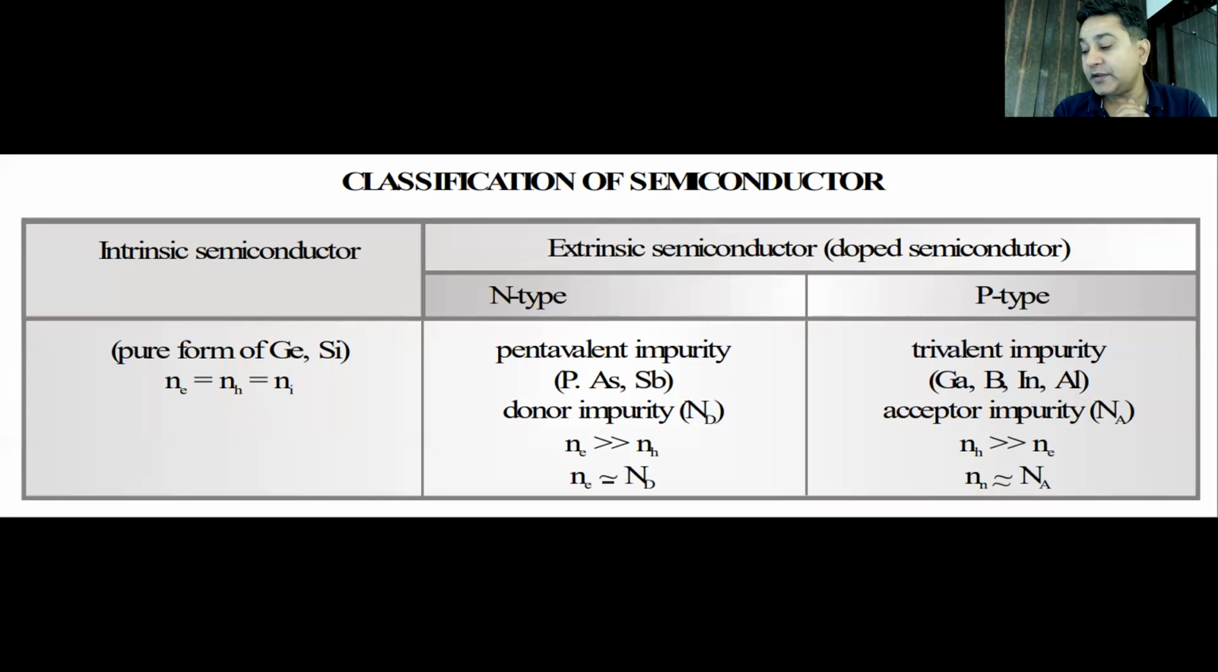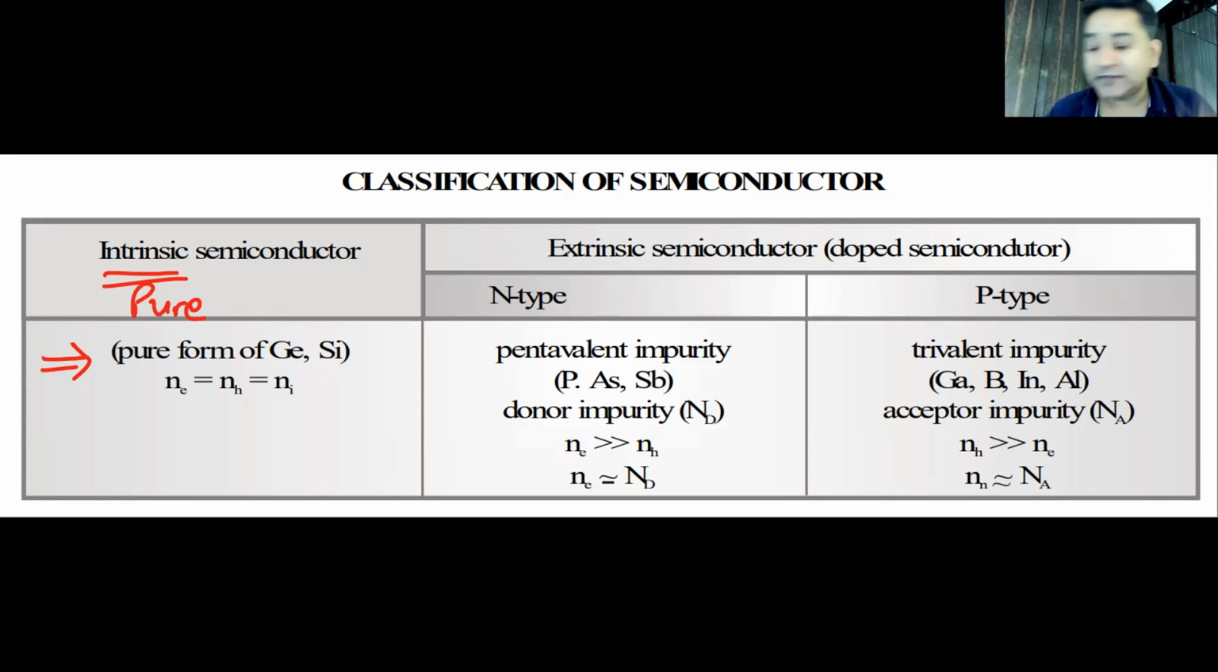Two types of semiconductors we will encounter. The first is the intrinsic or the pure semiconductor. Pure semiconductors are known as intrinsic semiconductors. This is pure silicon or germanium. Do we understand this? Please raise your hands. Yes, sir.